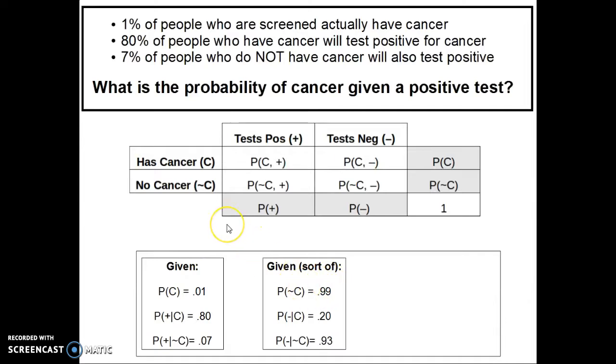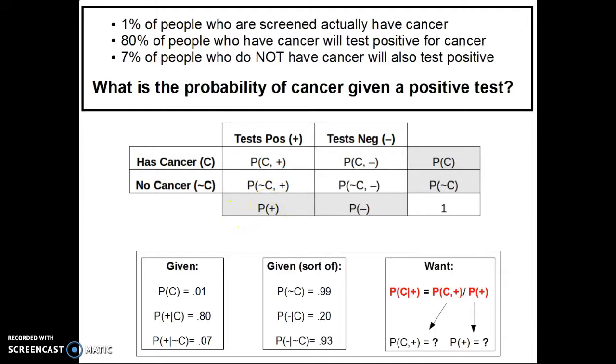Well, what do we want? What are we looking for in this problem? The probability of cancer given a positive test. So given that we have a positive test, we're looking in this column, and having cancer, we're looking in this cell right here. So it would be this out of the total of all the people who test positive. So the people who have cancer and test positive out of everybody who tests positive. We can represent that like this. We want the probability of cancer given a positive test.